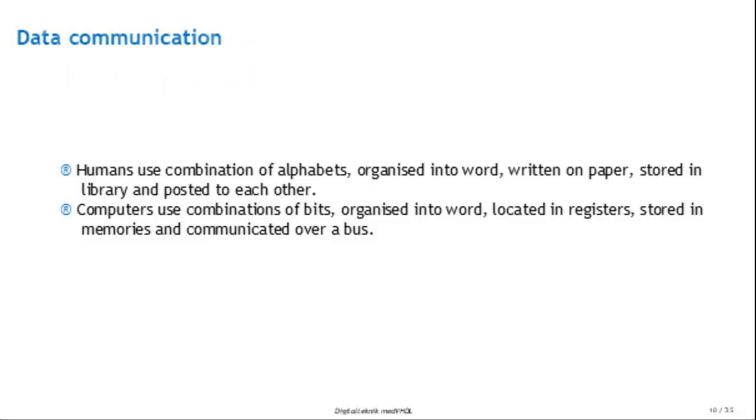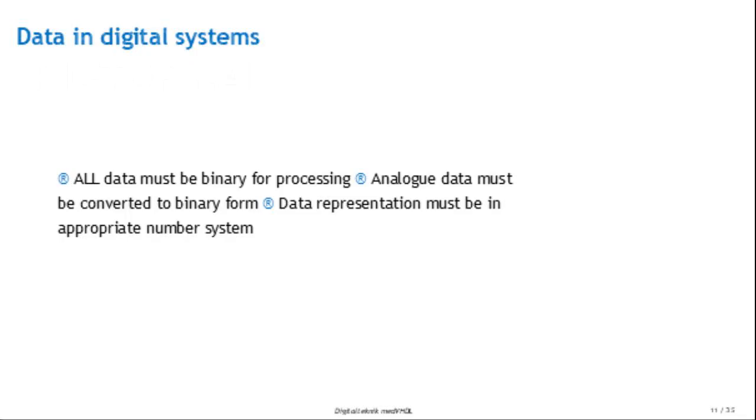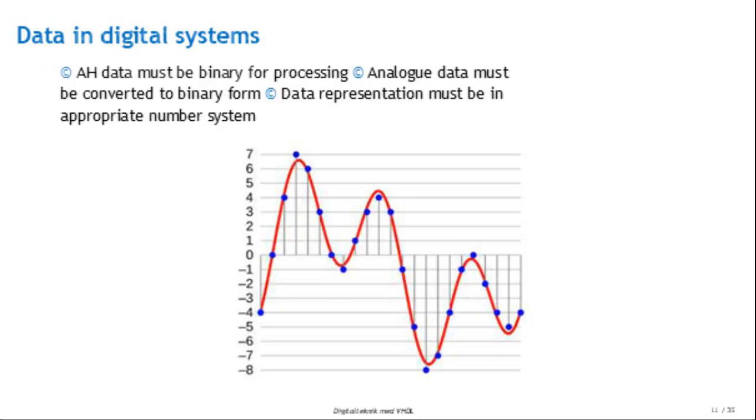Humans use alphabets to communicate, while computers use bits. These bits are organized into words, stored in registers, and communicated over a bus. All data must be in binary form for processing. Analog data must be converted to binary, and the data representation must be in the appropriate number system. This graph illustrates how analog data is converted to binary form. Proper data representation is crucial for accurate processing in digital systems.